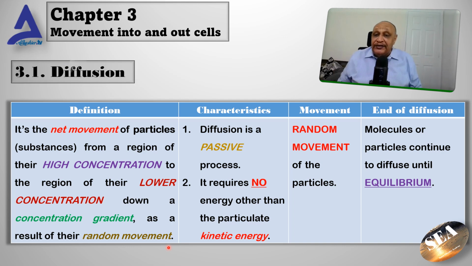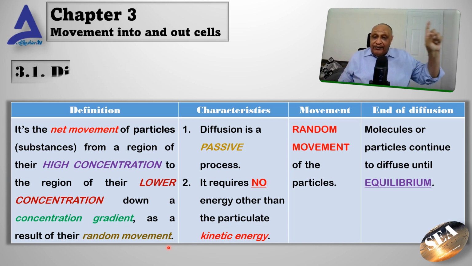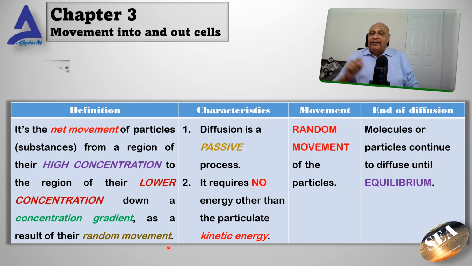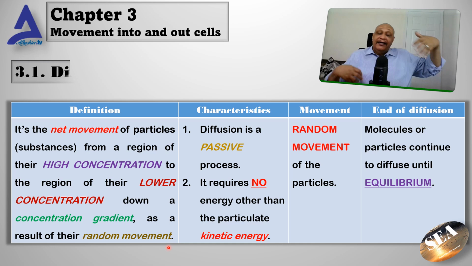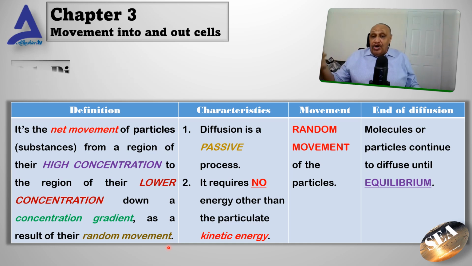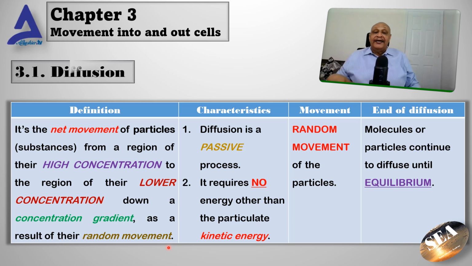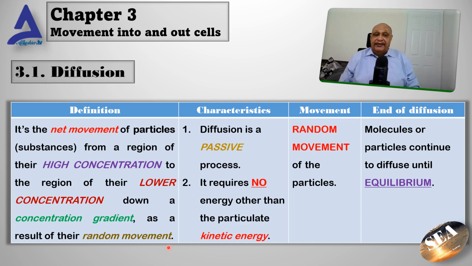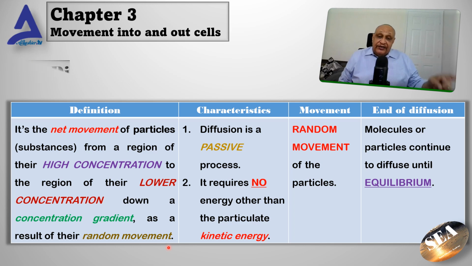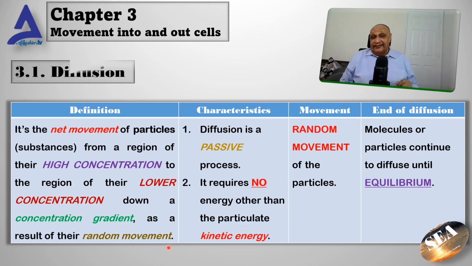So what is the concentration gradient? It is the difference between the high concentration minus the lower concentration. There are two concentrations here. High concentration, let us assume it is X, and low concentration, let us assume it is Y. So it is the difference between X minus Y. This is called concentration gradient as a result of their random movement. What is the random movement? The random movement of such particles.